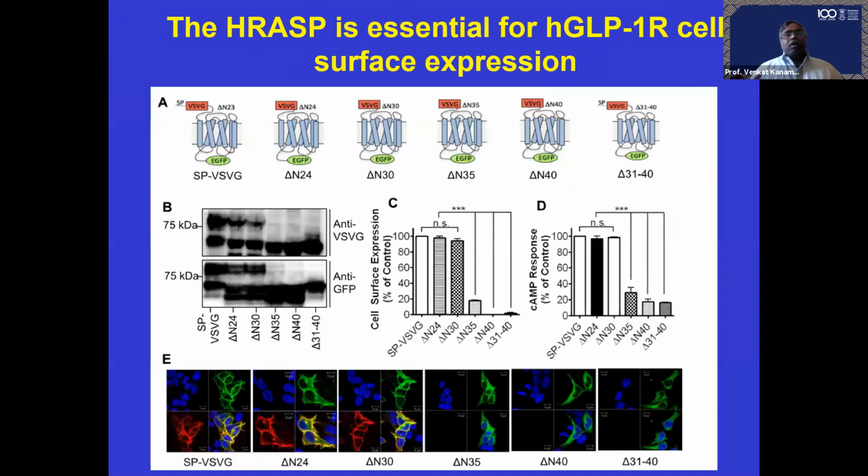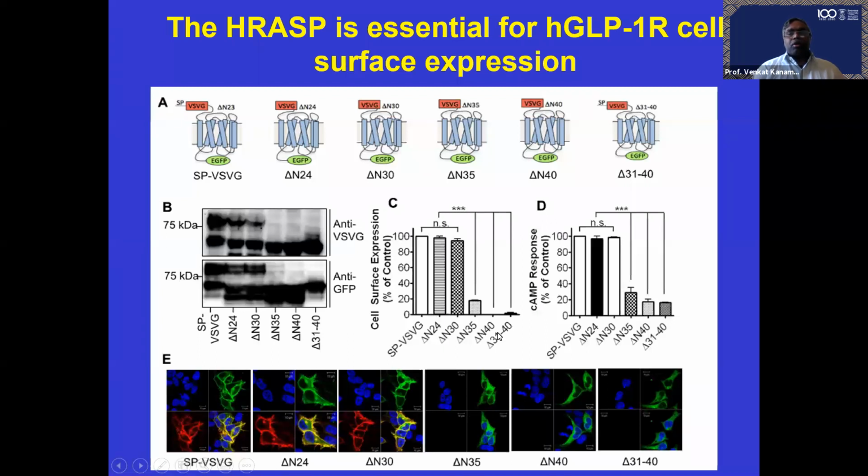Then we looked into the region called the hydrophobic region adjacent to the signal peptide for its requirement for receptor cell surface expression. Again, we made a series of deletions. As you can see, the number indicates the number of amino acids deleted at the N-terminus. This is the wild type. We have removed 24 amino acids, 30, 35, 40, and 31 to 40 amino acids at the N-terminus, and studied their effect on the localization. When we remove either 35, 40, or the region between 31 to 40, there's no localization of the receptor to the plasma membrane.